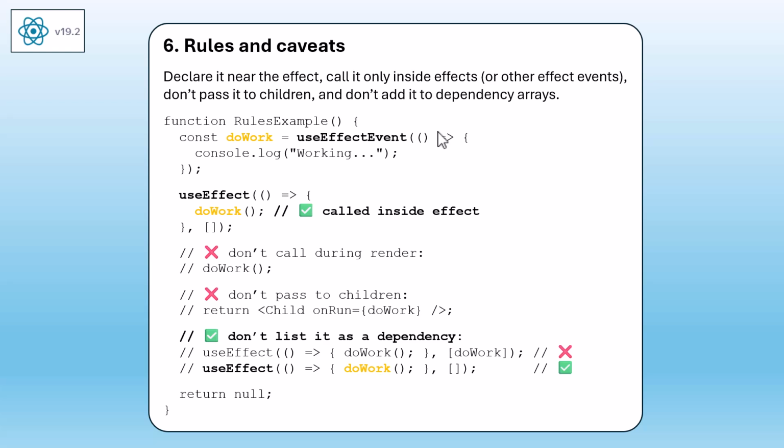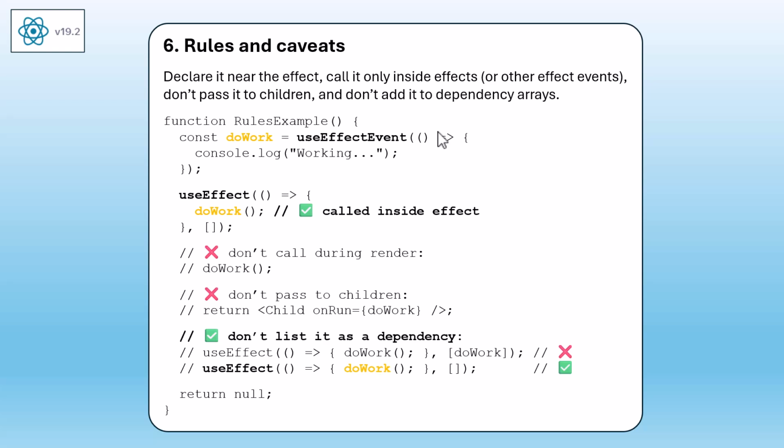6. Rules and caveats. It's important to keep in mind some rules. The effect event should be declared just before the effect that uses it. You should call the effect event only inside the effect, or inside other similar hooks like useLayoutEffect or useInsertionEffect, and you should not pass the event to other components or use it outside its intended context. This ensures clarity around where the logic runs.